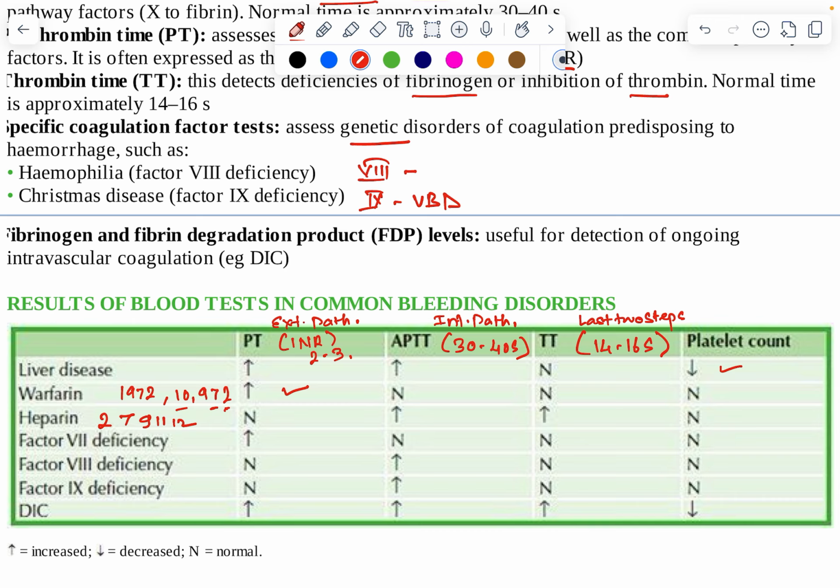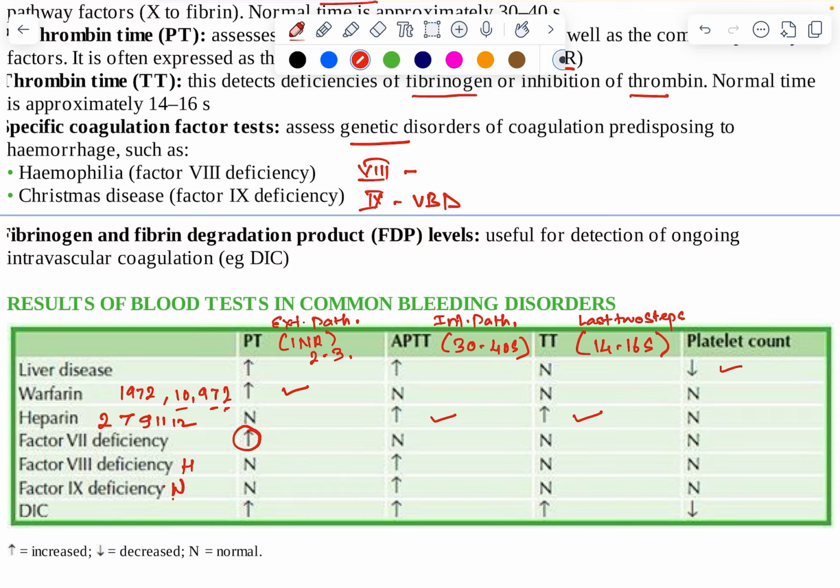So what happens, heparin is of the intrinsic pathway, so APTT is increased, and it's acting as well on thrombin time, since it is activating antithrombin, so this is also increased. So these two are increased because of heparin. Factor 7 deficiency is directly for the extrinsic pathway, so only prothrombin time, PT, is increased in factor 7 deficiency.